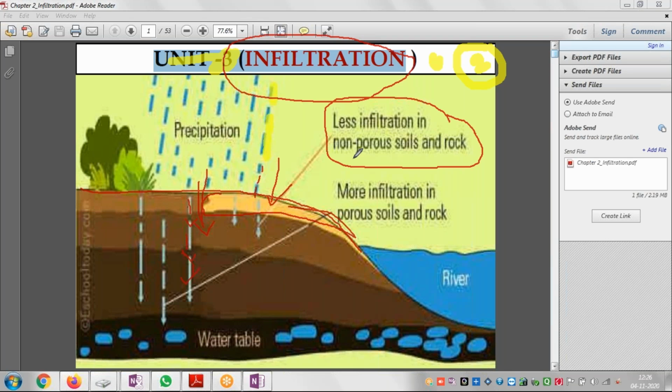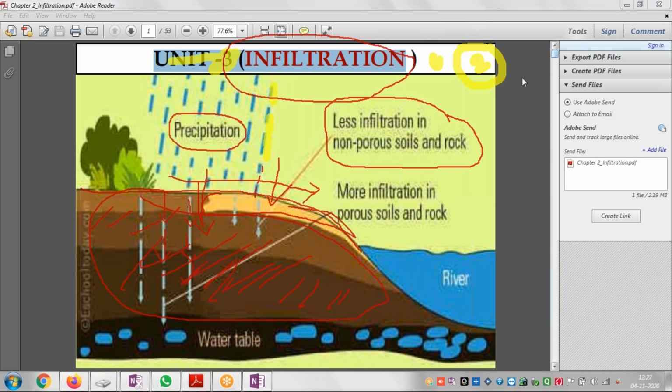What is infiltration is clear. When water comes and goes into the soil, it is called infiltration, right? So when precipitation occurs, initially water goes into the soil, and after this whole soil is saturated, meaning when it is filled with total water, then the runoff starts. Runoff is also one of the chapters, but here we are going to study infiltration.